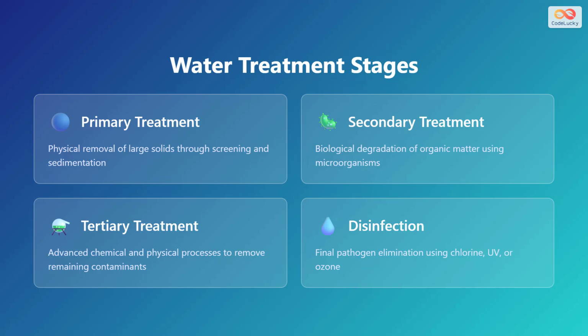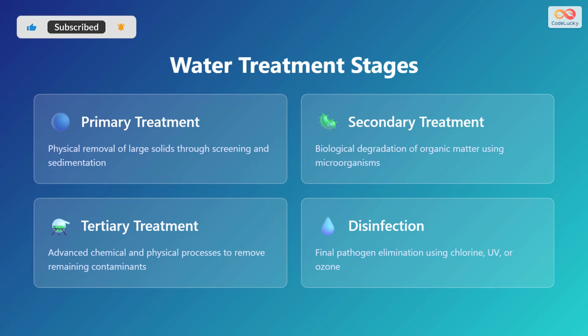Secondary treatment uses biological processes where microorganisms naturally consume dissolved and suspended organic matter. These beneficial bacteria break down pollutants in aeration tanks, converting them into simpler, less harmful substances.